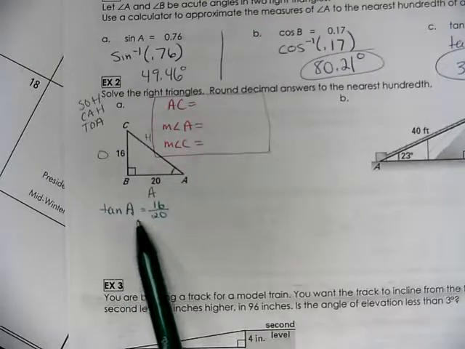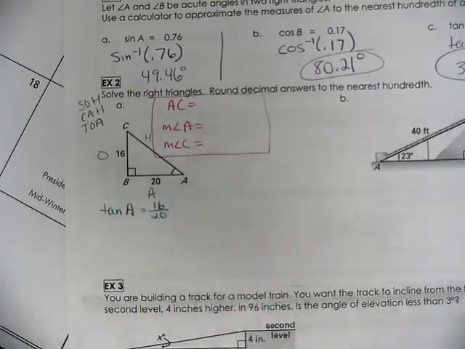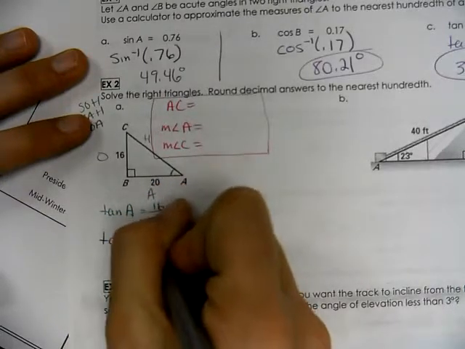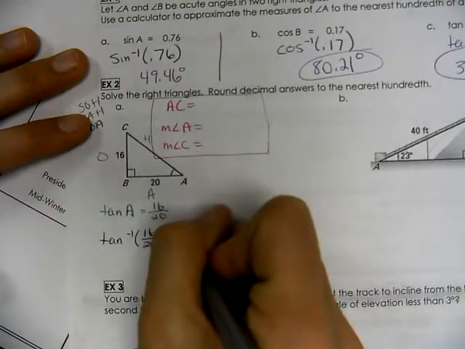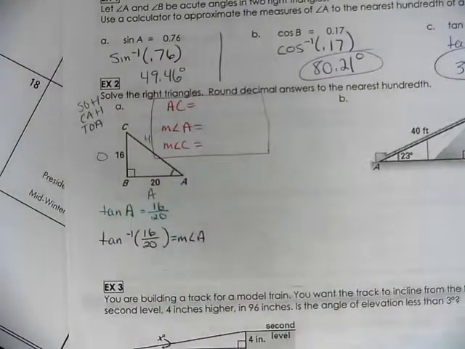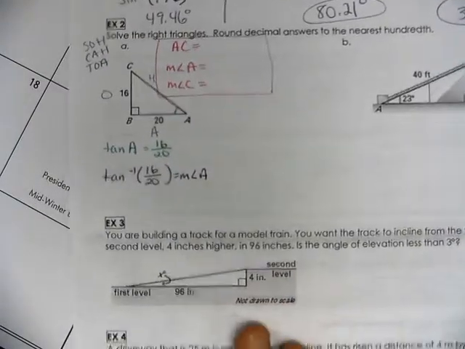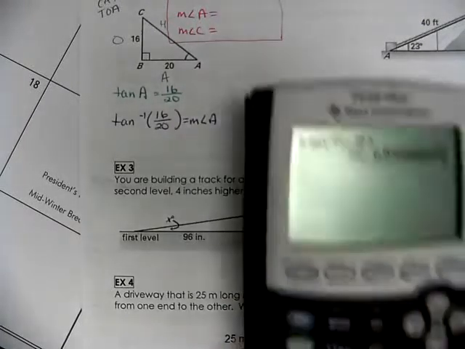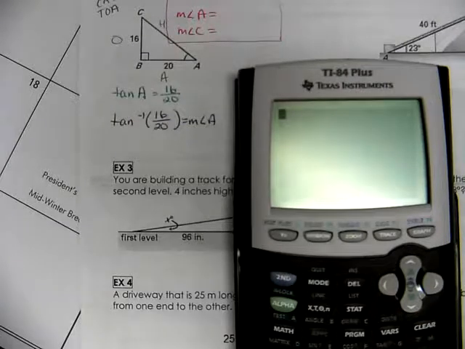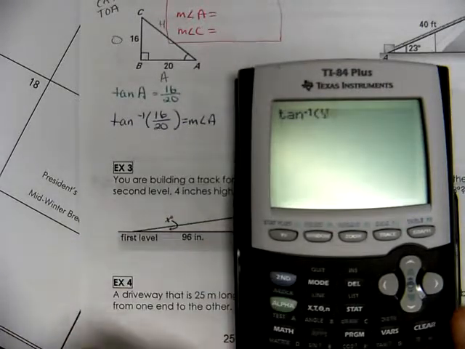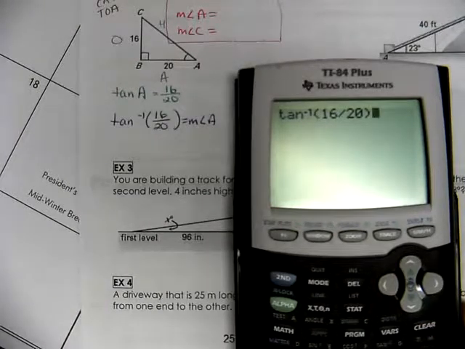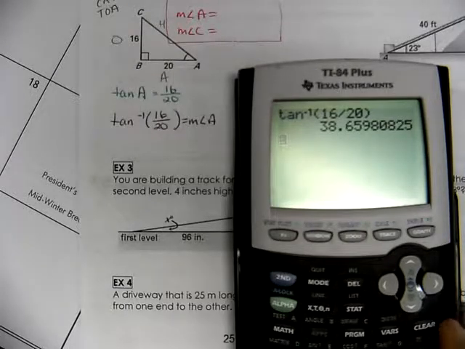So to solve for that angle, I'm going to use the inverse tan. So I'm going to say the inverse tan of 16 over 20. That'll give me the measure of angle A. Okay, it's kind of like the tan and the inverse tan cancel each other out. So in my calculator, I'm going to do inverse tan 16 over 20. So 38.66.